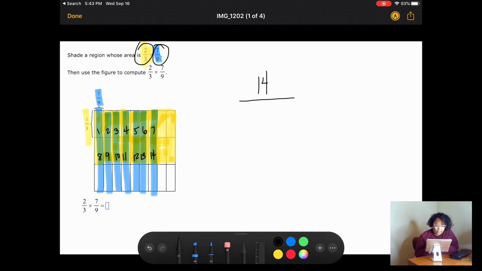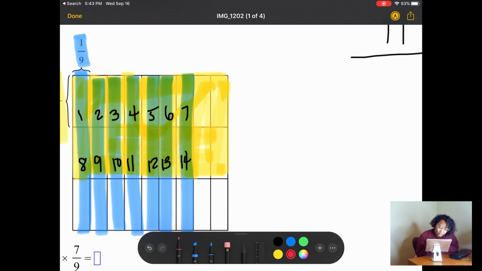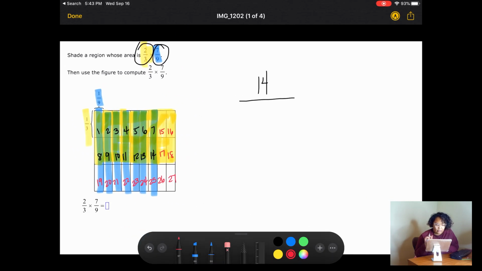So if I were to go back and count this, I'm going to do this in a different color so I can just continue to count so it doesn't get too weird. So 15, 16, 17, 18, 19, 20, 21, 22, 23, 24, 25, 26, and 27. Alright, so 27 is now my denominator.